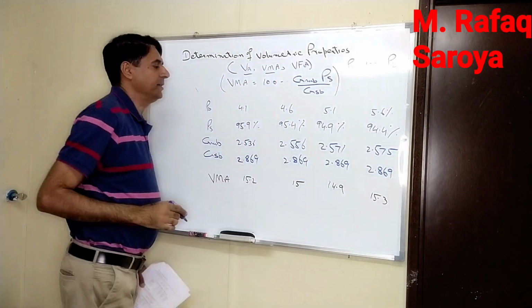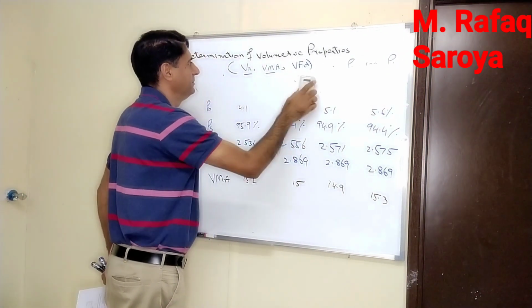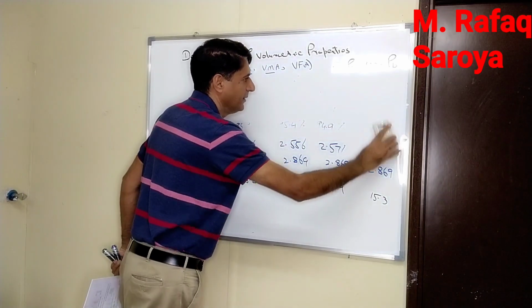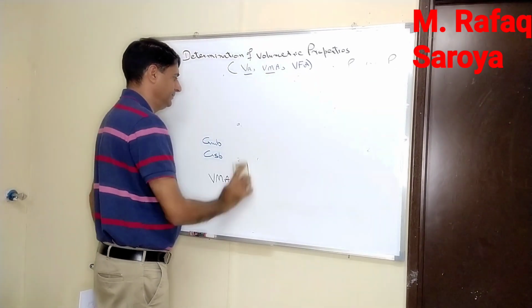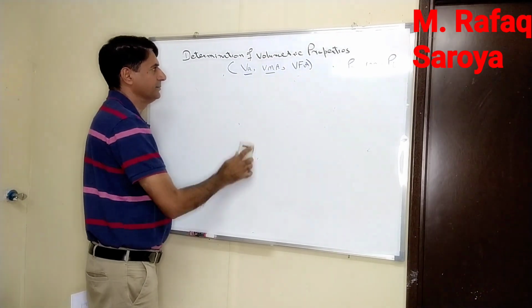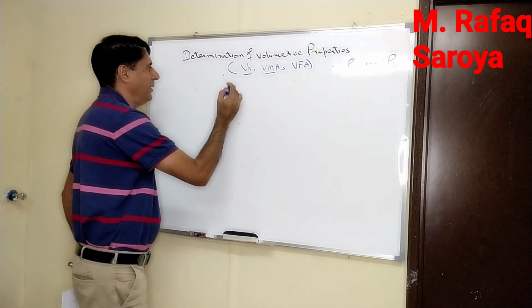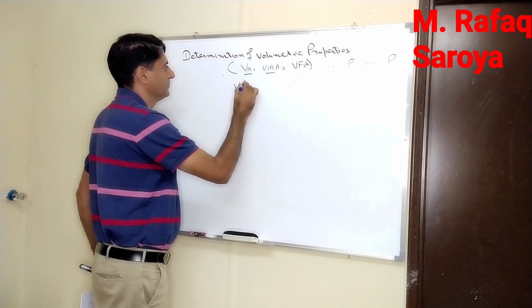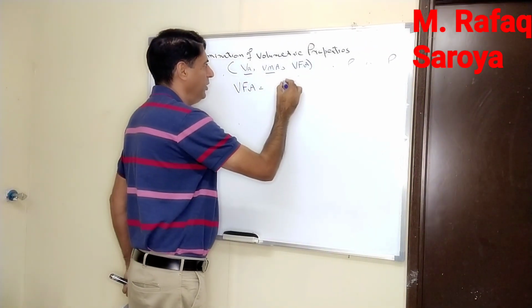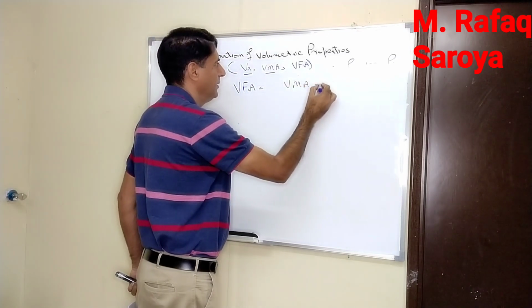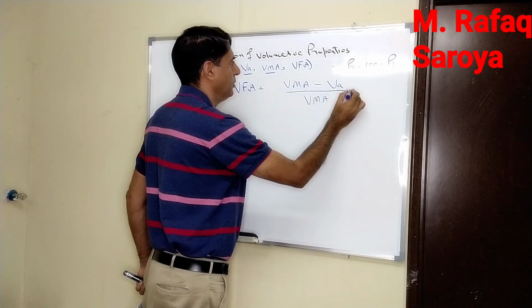Now we are going to start with the third one. This third one is very easy. Let us see how we will find it out: VFA, voids filled with asphalt. Sometimes it is also written VFB, voids filled with bitumen. It is very easy to find out: VMA minus VA over VMA into 100.